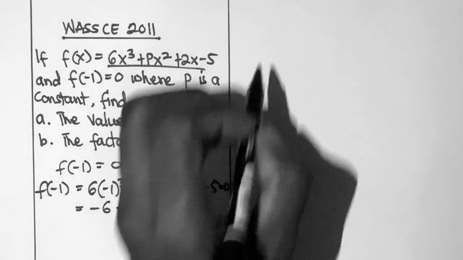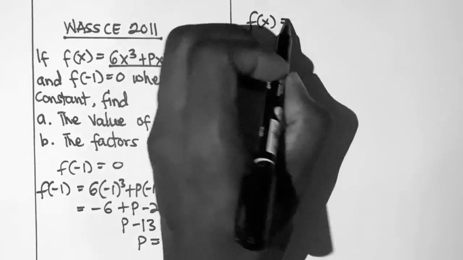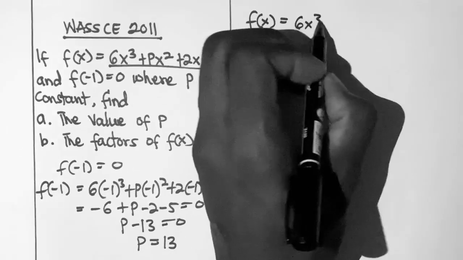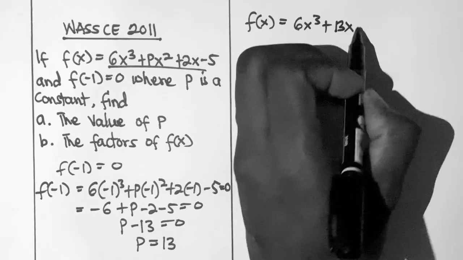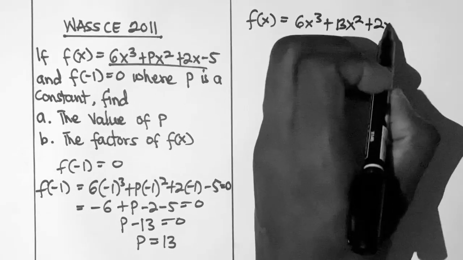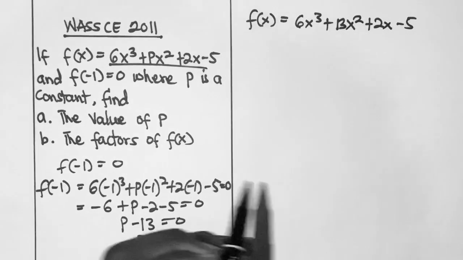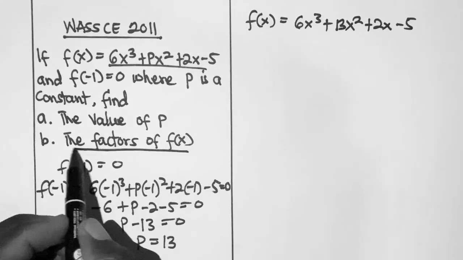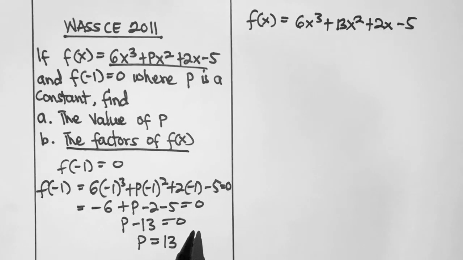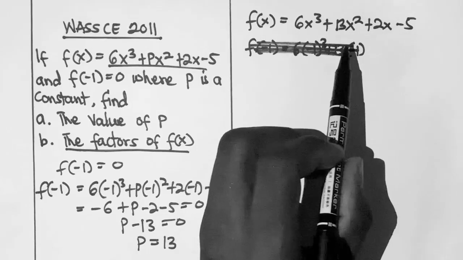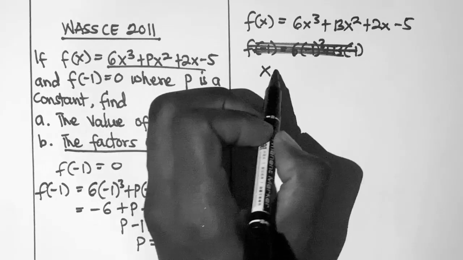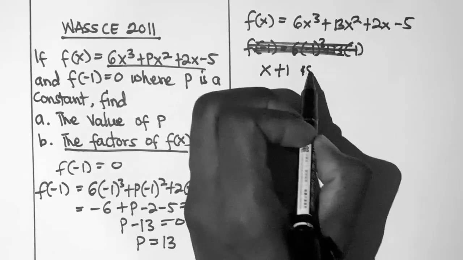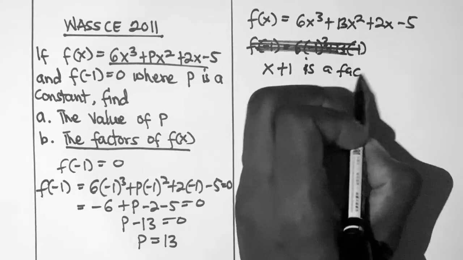So this means that f of x is equal to 6x cubed plus 13x squared plus 2x minus 5. Now the second part says we should find the factors of f of x. So now that we know f of x, the question says f of minus 1 is 0. So that means that x plus 1 is a factor of the polynomial.